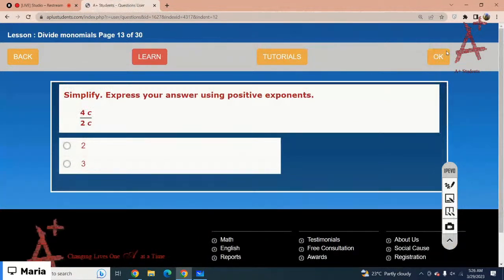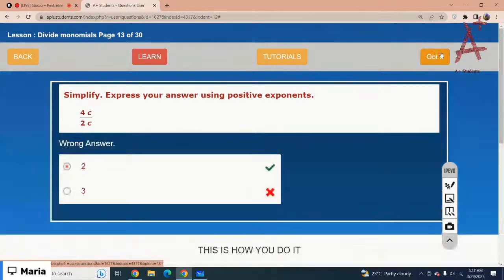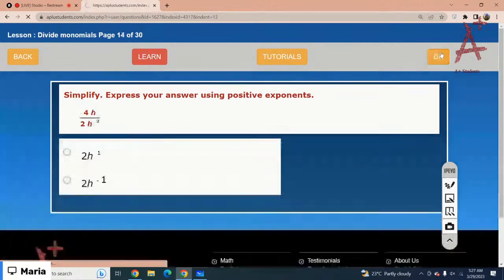Okay, 4c divided by 2c equals, the correct option is, yes, 3 is the correct option. Yes, 2 times 2 is 4. 2 is the correct option. Sorry. Okay, which is the correct option? Option 1 or option 2?